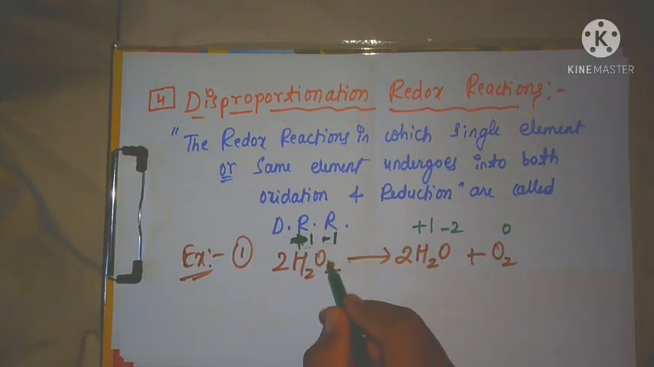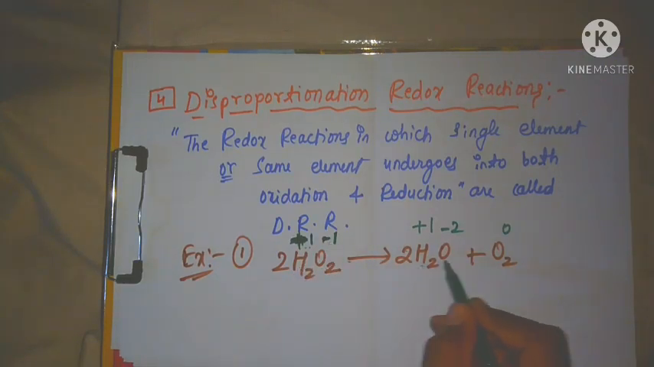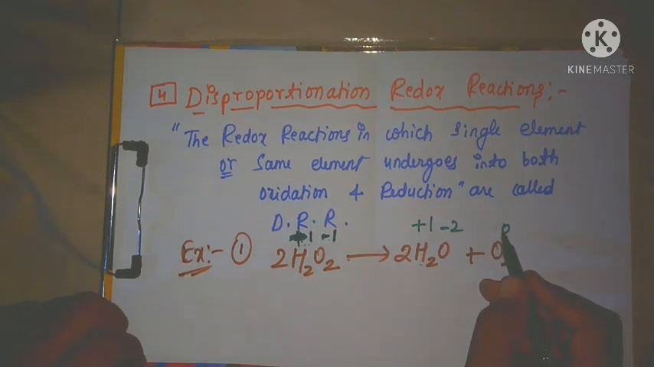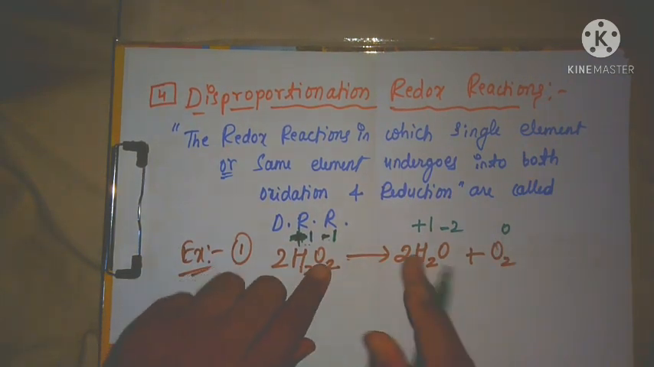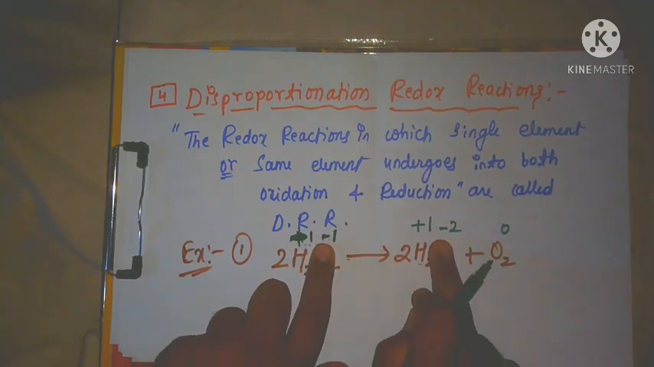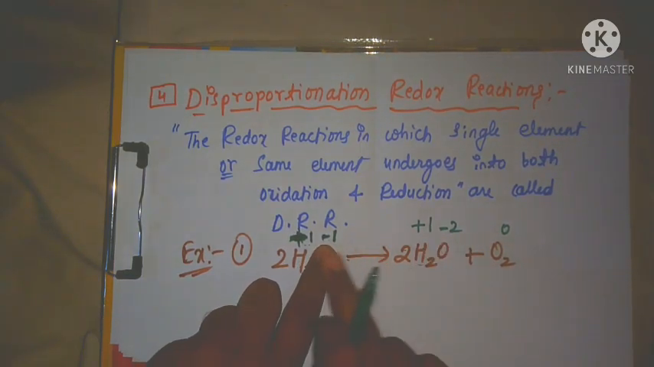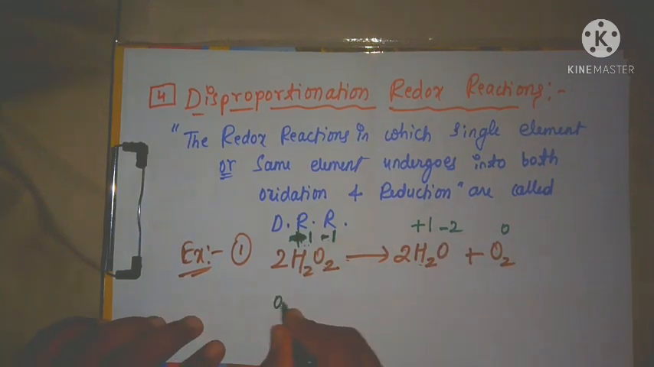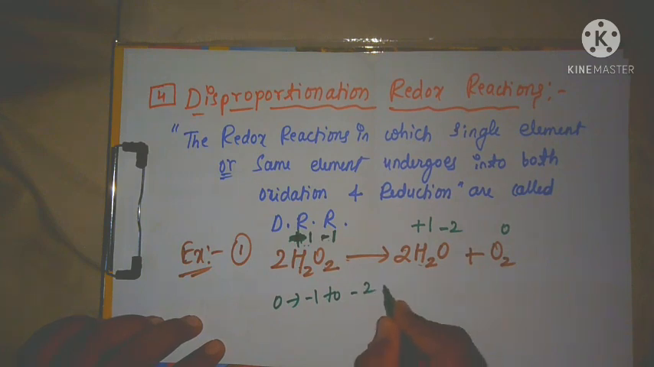Oxygen's oxidation number in the peroxide is -1. In water, the oxidation number of oxygen is -2, whereas in the elemental state its oxidation number is 0. So here, the oxidation number of oxygen is changing from -1 to -2, that is, it is decreasing.